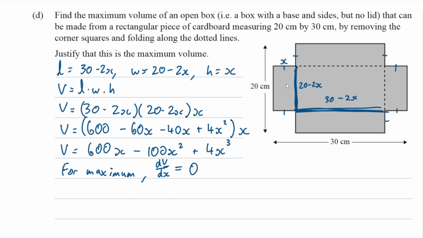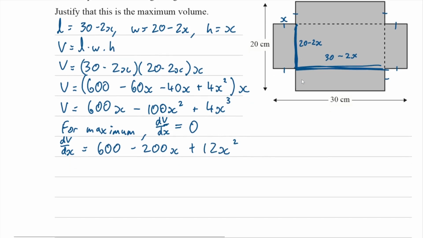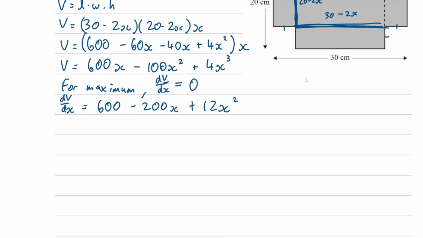But so let's work out the derivative of volume with respect to x. So 600x, the derivative is 600, minus 100x squared, the derivative is minus 200x, and the derivative of 4x cubed is 12x squared. Right, so we differentiated our volume equation. And now, like I said, we want there to be a maximum, so we set it equal to 0.